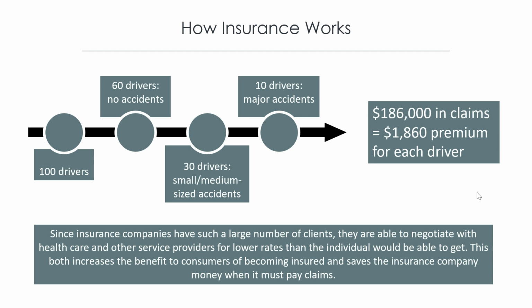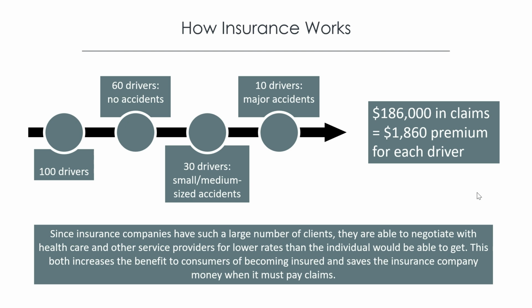60 of them won't get into any accidents at all, 30 will get into small to medium sized accidents, and 10 will get into major accidents. This will result in $186,000 in claims, which divided by the 100 drivers is $1,860 on average in premiums per driver. And the number changes based on the probability that any specific person will get into an accident, which is calculated by these different characteristics and life choices.